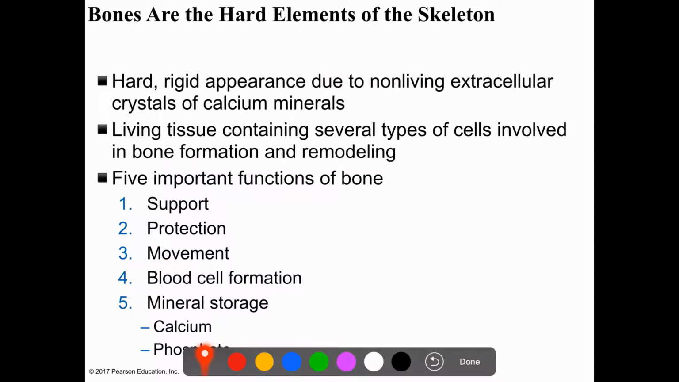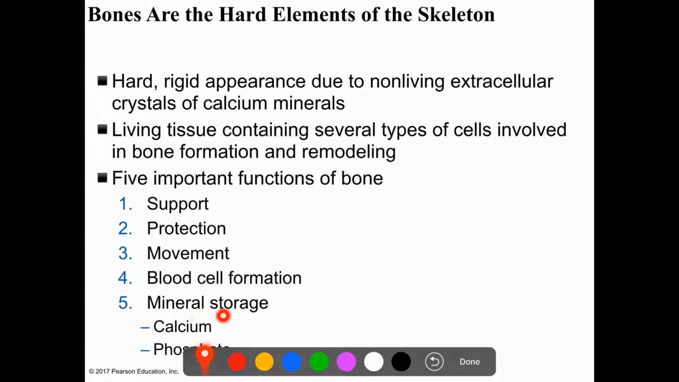Now, when we say skeletal system, the first thing that comes to our mind is the bones. The bones are the hard materials, and they are made mainly of non-living extracellular crystals of calcium minerals. Now, the bone is not only the crystals. There are different types of cells as well, and there are different types of fibers. For example, these cells are involved in bone formation and remodeling.